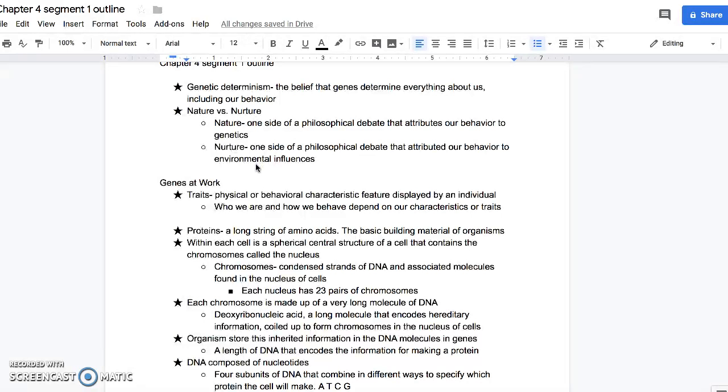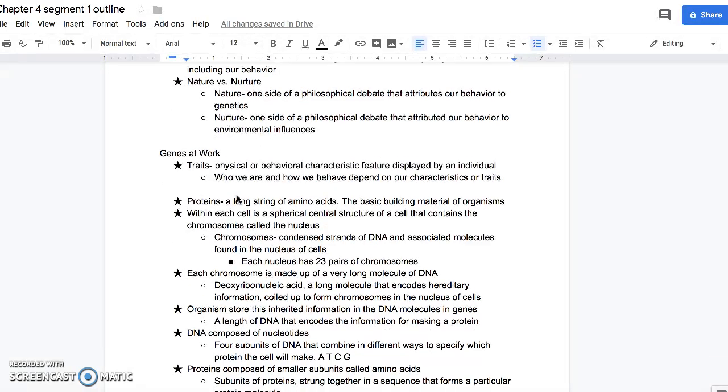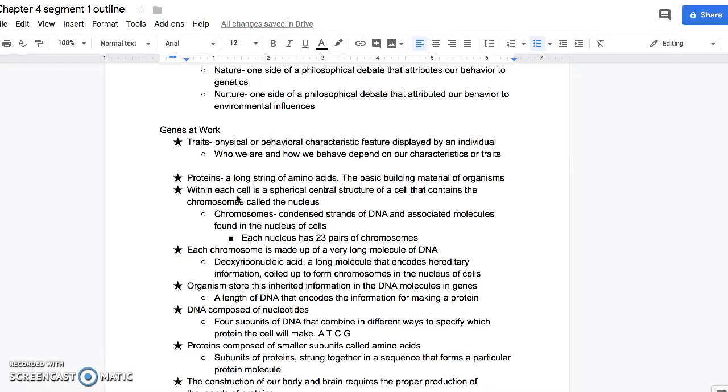Genes at work. Who we are and how we behave depends on our characteristics or traits. Traits are physical or behavioral characteristics, features displayed by an individual. So they are who we are and how we behave.